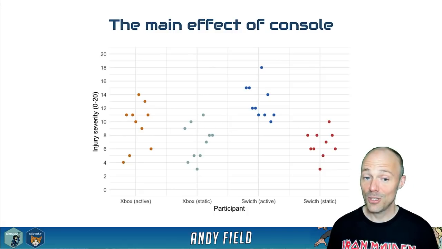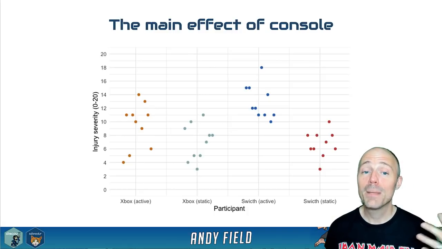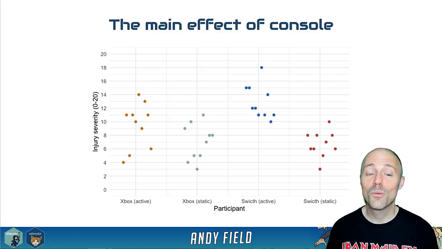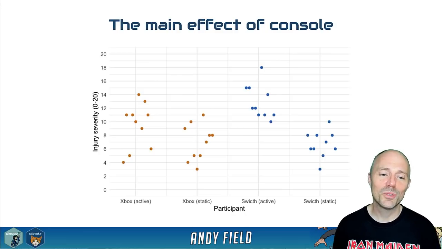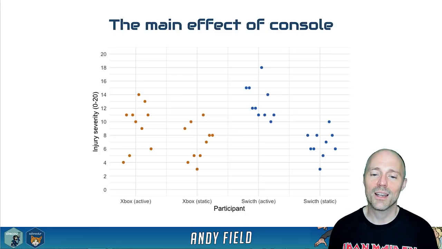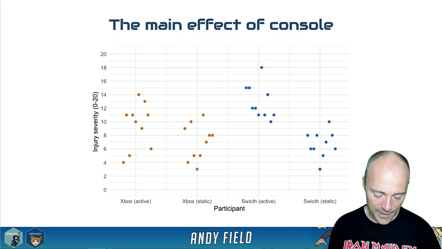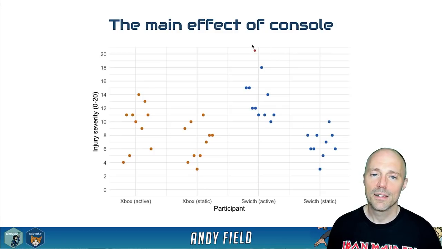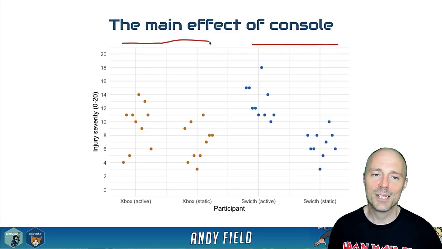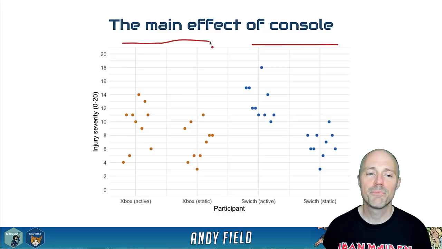And just to make it really clear which people were playing the Xbox and which people were playing the Switch, I'm going to invoke some magic colors as well. Now all the Xbox data points are in the same color and all the Switch data points are in the same color. We've basically got all the Switch data points over here, all the Xbox data points on the left over there.